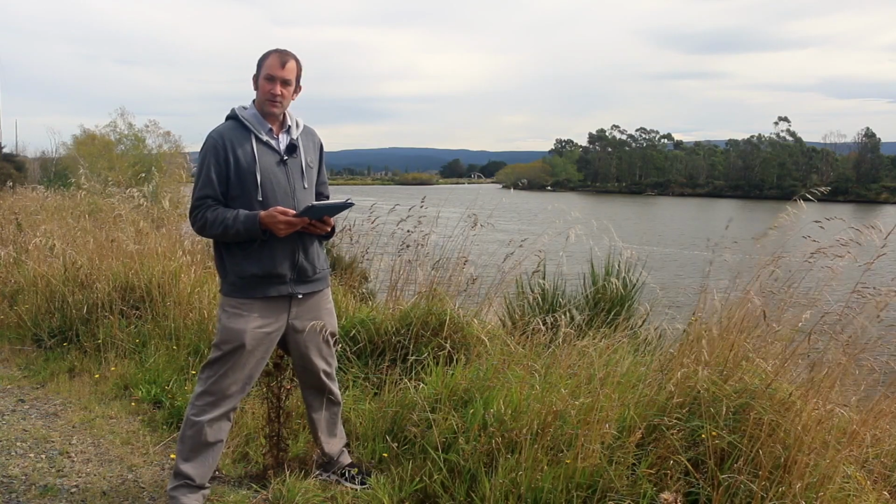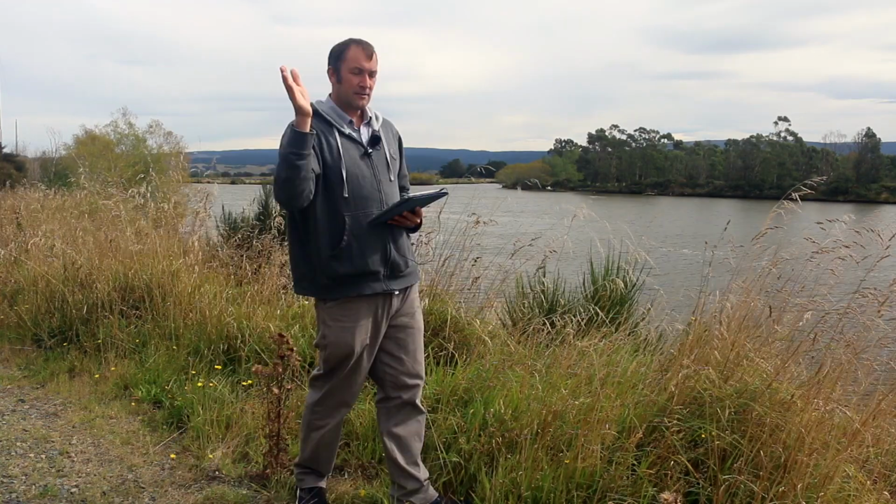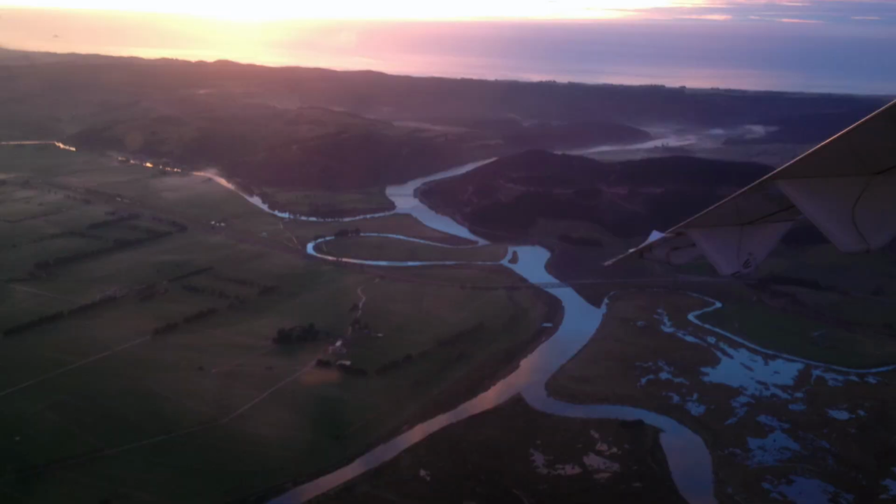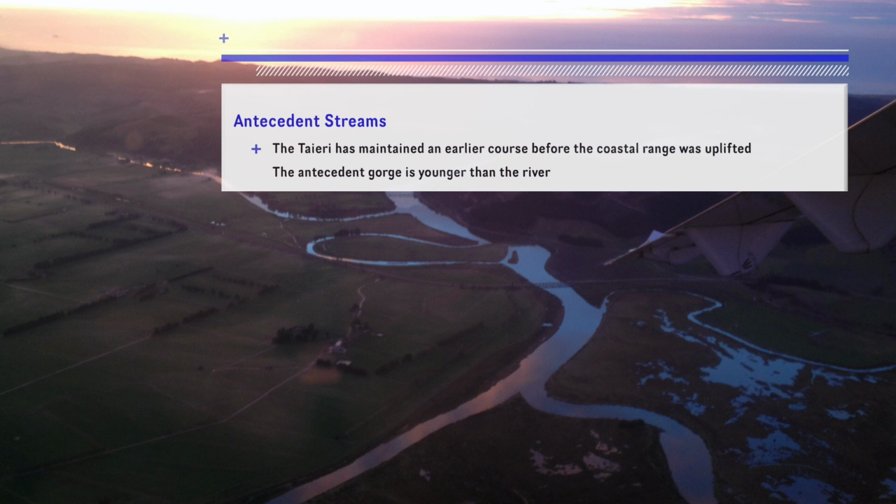And the river here flows through an antecedent gorge. What that means is that the hills slowly grew, but at a rate that was slow enough that the Taieri could consistently cut through it. During flood events, it would slowly create a channel and carve a channel that gets deeper and deeper and deeper with time. So that is an antecedent gorge.